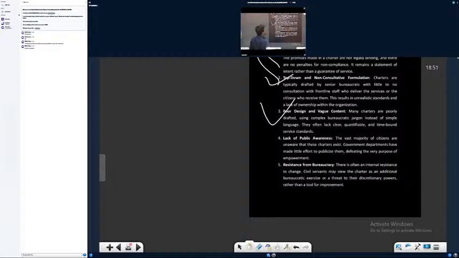Many charters are poorly drafted, using complex bureaucratic jargon instead of simple language. There are no time-bound service standards, etc. Basically, these are just jargon and promises, like in an election. Then there is lack of public awareness. The public does not know about this. Then there is resistance from bureaucracy. Bureaucracy is basically an expansion of whatever was written above.